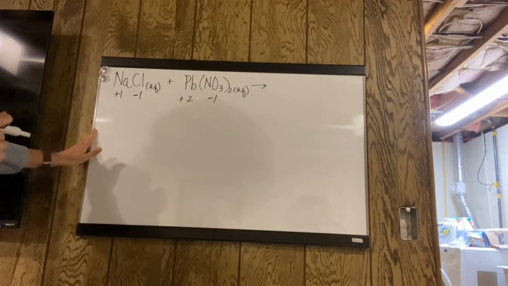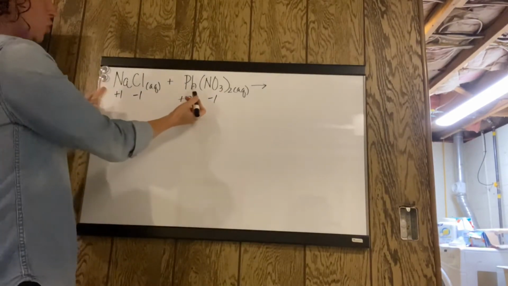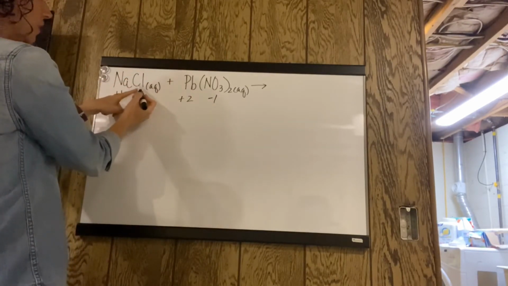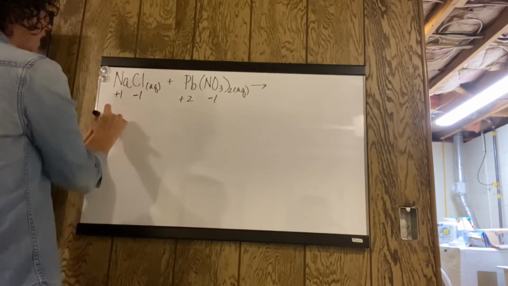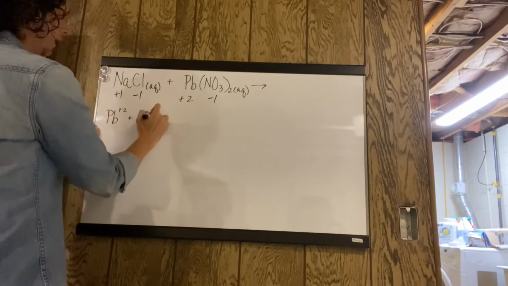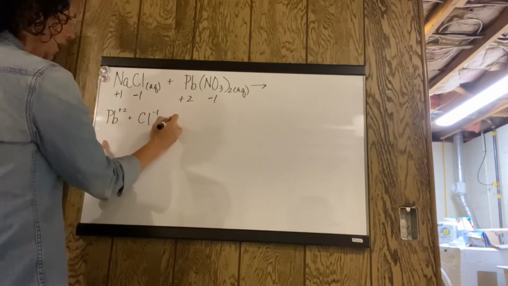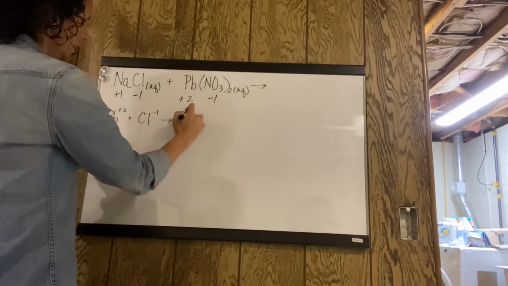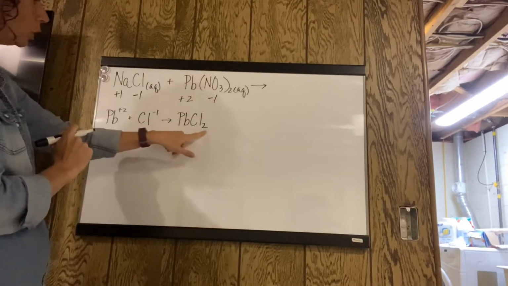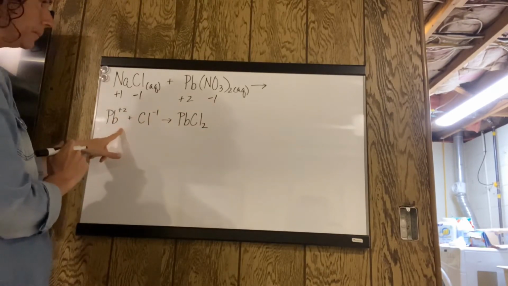Okay, so now I know the charges of my ions involved. I'm going to be switching cations, which means that my lead is going to come over here and bond with this anion, chlorine. So if I have lead, which is a +2, and chlorine, which is a -1, if I do the crisscross method, that tells me that my formula is going to be PbCl2. 2 chlorines, that 2 came from here, 2 chlorines, and 1 lead.